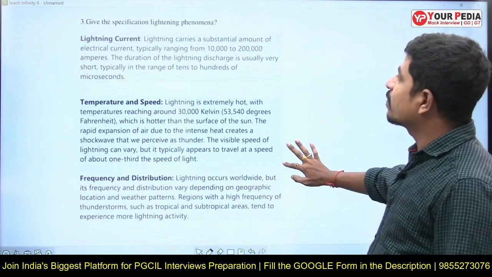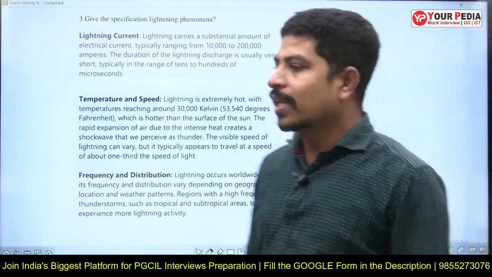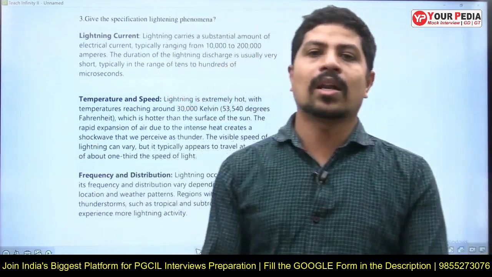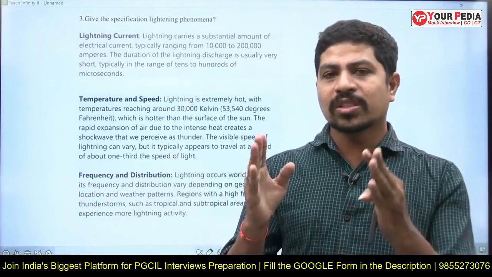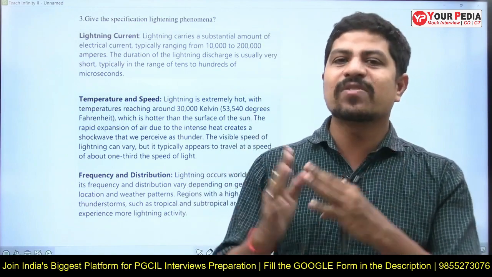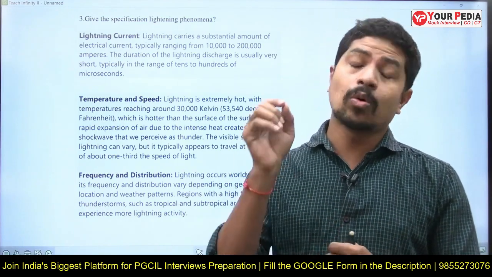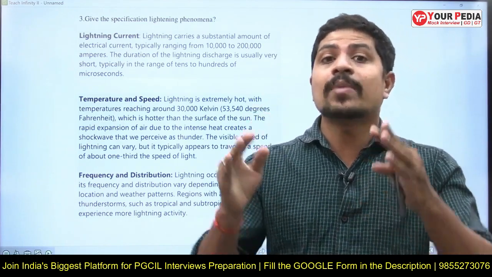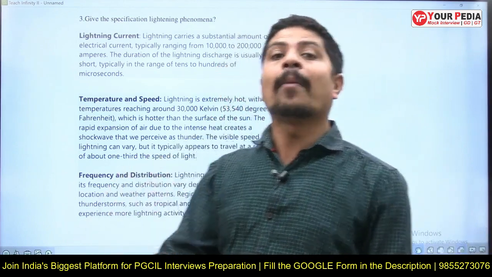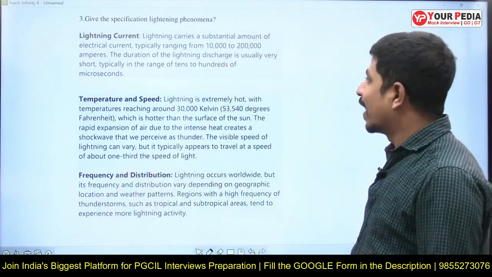Yes. Give the specification of lightning phenomena. See, lightning always occurs in the form of current. The most important specifications are two. One is the amount of lightning current. The second one is the time for which lightning occurs. First one is lightning current.